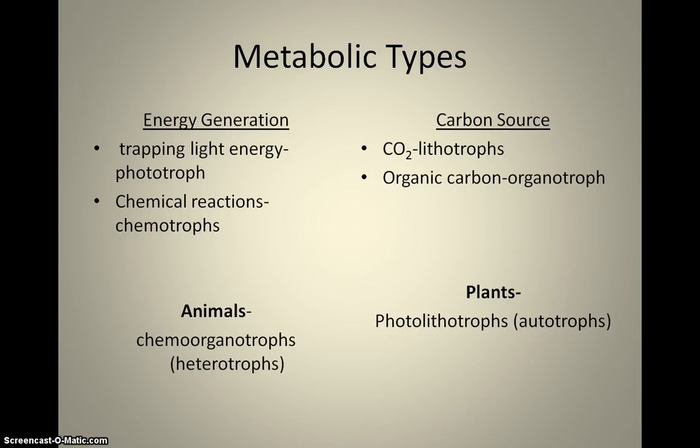So if we take those terms and combine them, you get a metabolic type. What we used to call animals as heterotrophs, we now call chemoorganotrophs, or organisms that obtain their carbon from an organic carbon source and use chemical reactions to generate energy. Whereas a plant is considered a photolithotroph. They trap light to generate energy, and they get their carbon from carbon dioxide, or CO2.